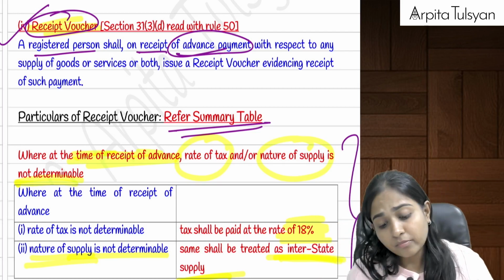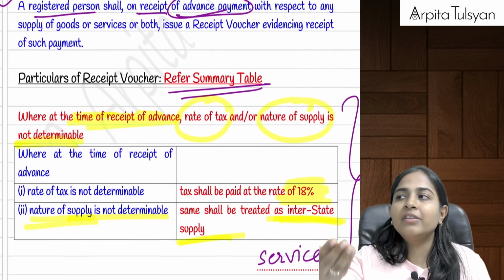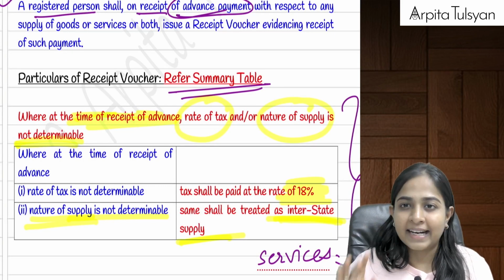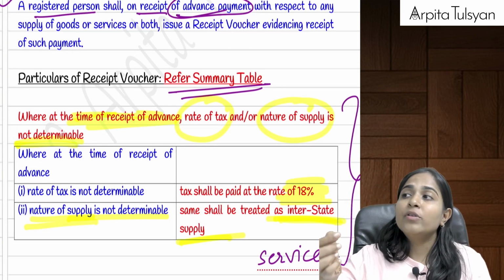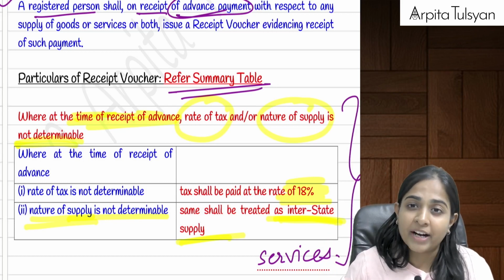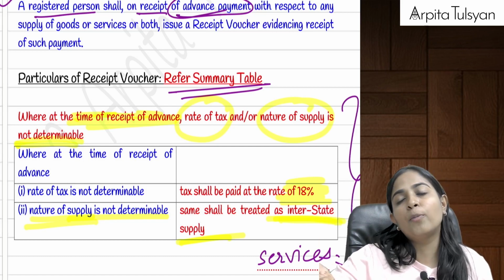etc. Do you recollect, in the time of supply chapter, we had studied that whenever we receive advance on goods, the time of supply does not get attracted. At that time it was exempted. But when you receive advance in case of services, you have to pay GST at the time of receipt of advance also.